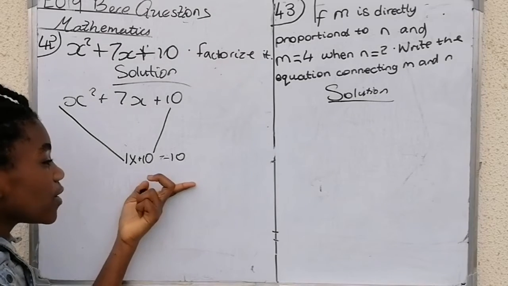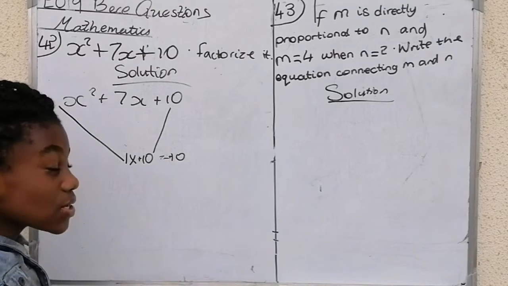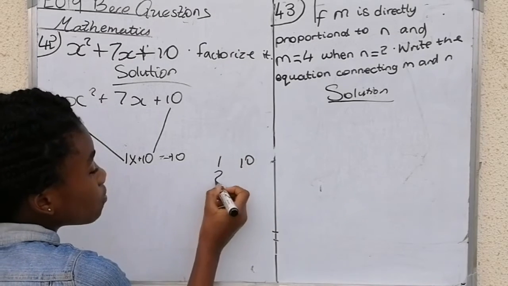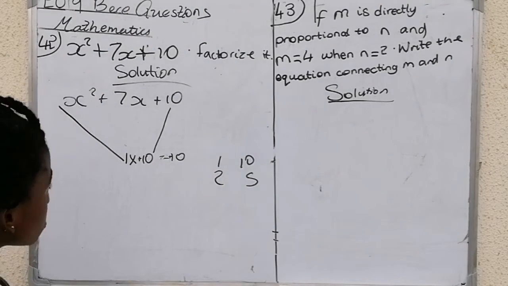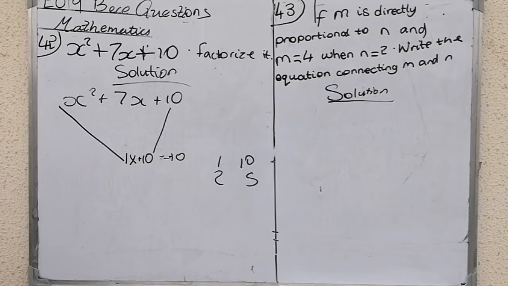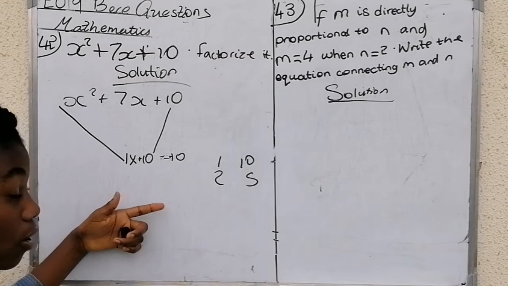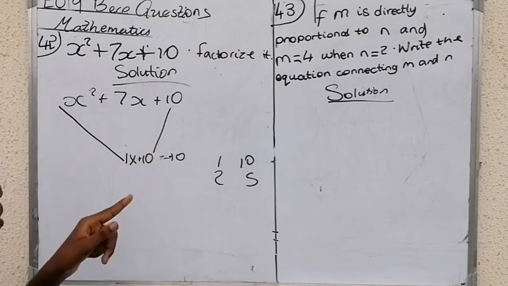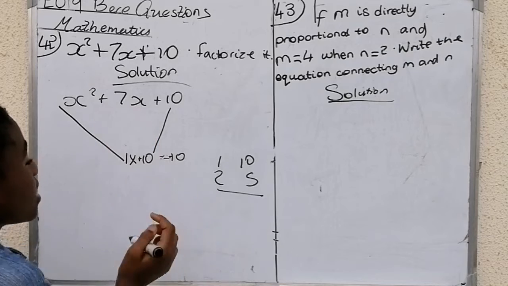Now we have to look for the factors of plus 10. The factors of plus 10 are 1 and 10, 2 and 5, and that's all. Now we need to find which of these factors can add or subtract to give us the coefficient of x here. 2 and 5 can do that job because 2 plus 5 is 7.